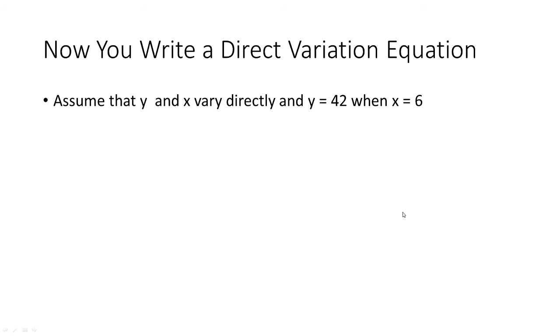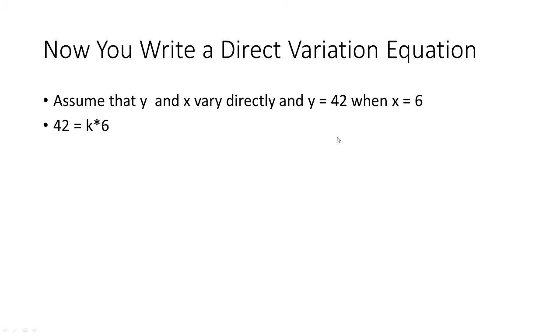Try it yourself. Assume that x and y vary directly and y equals 42 when x equals 6. I will be quiet and let you do it. Go ahead. All right, let's continue.